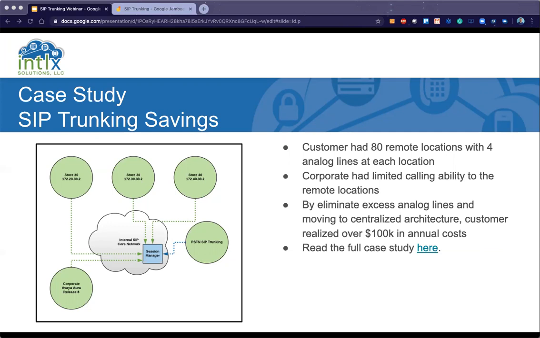The one I'll talk about right now, real quick, before we get into the Q&A, is we had a customer we were working with, a large retail customer, and they had over 80 locations, right? Each one of these locations was its own phone system. Each one of those phone systems had 4 analog lines at each location. And what that meant was they were paying for analog lines at each one of these locations, could be anywhere from 30 to 40, even more sometimes per line, times 4, times 80, right? Because you get 80 stores, and that would just give you a 1 month bill, okay?